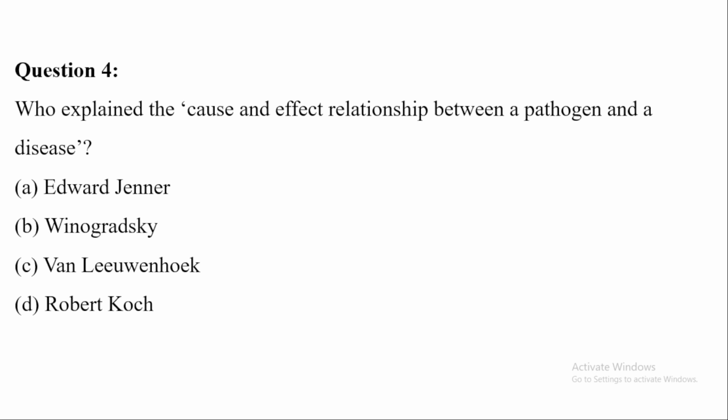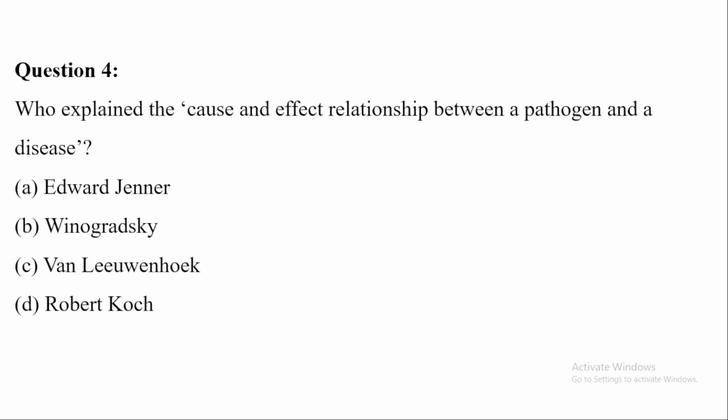So, he explained the relationship between the pathogen and a disease, that a pathogen will be present when there will be a disease, and if there is a disease there will be a pathogen. So that kind of relationship, like if you have a diseased human and a healthy human, so that diseased human will have the causative pathogen, and that causative pathogen will not be present in the healthy human. So this phenomenon was explained by Robert Koch. So these are the four postulates, Koch's four postulates.